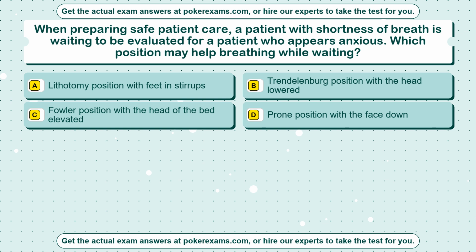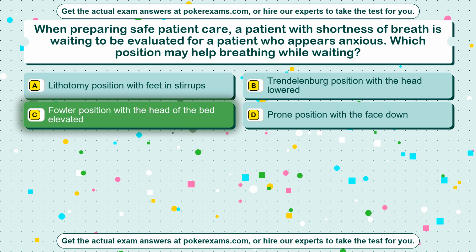Question 9. When preparing safe patient care, a patient with shortness of breath is waiting to be evaluated, and the patient appears anxious. Which position may help breathing while waiting? Option A. Lithotomy position with feet in stirrups. Option B. Trendelenburg position with the head lowered. Option C. Fowler position with the head of the bed elevated. Option D. Prone position with the face down.